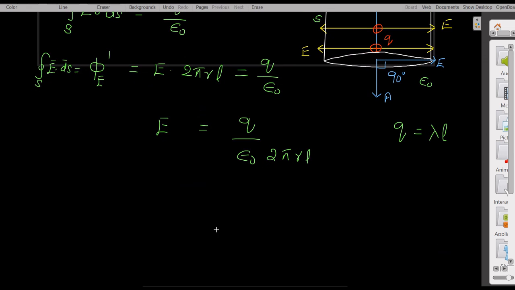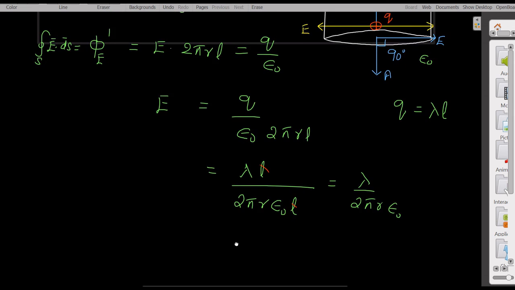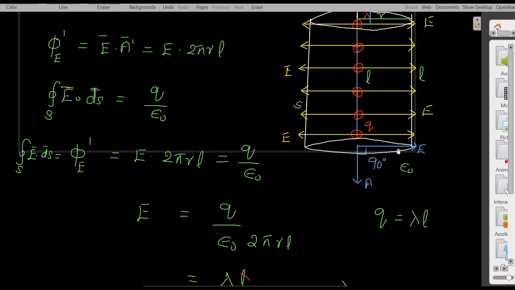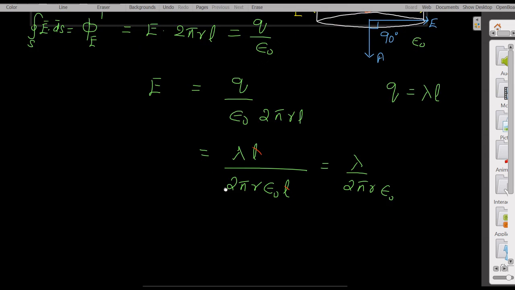Substituting the value of Q here, we can write lambda L divided by 2 pi r epsilon naught L. This L gets cancelled out. Ultimately, we get the result as lambda by 2 pi r epsilon naught, which is the magnitude of electric field due to the line of charge over this Gaussian surface, which is having radius r and length L.